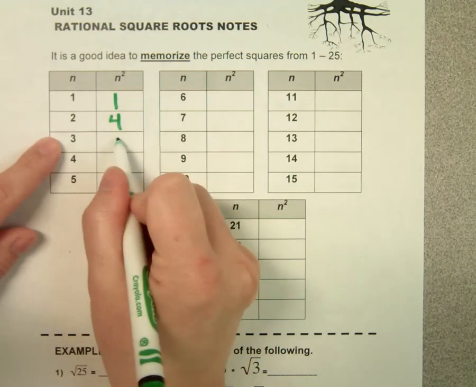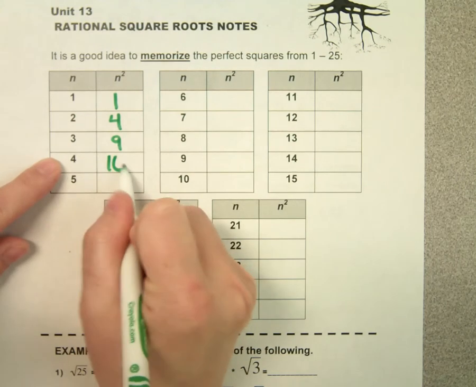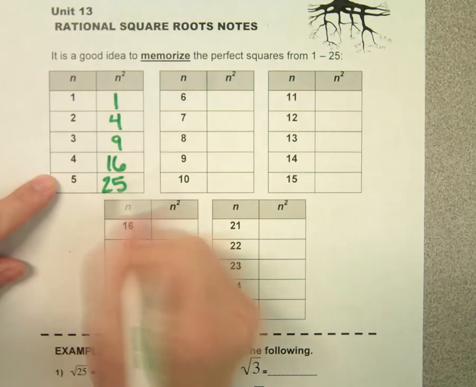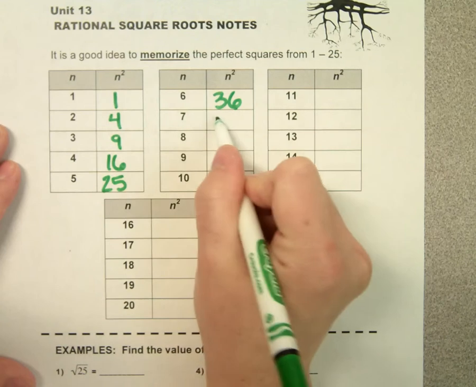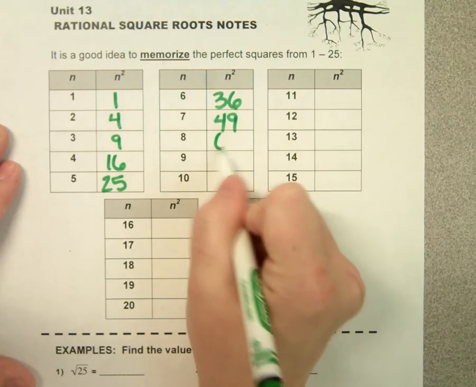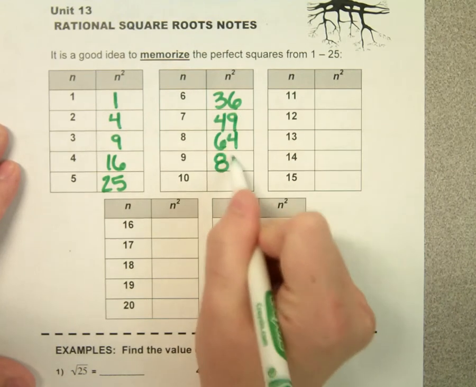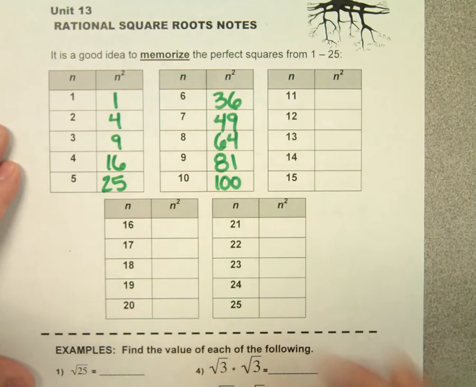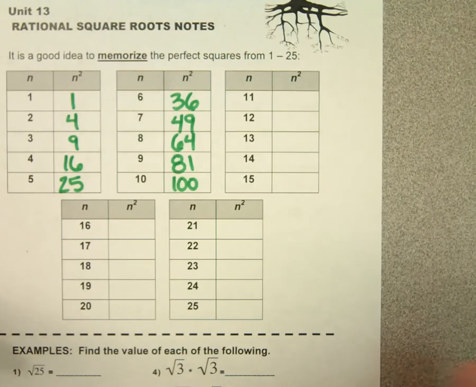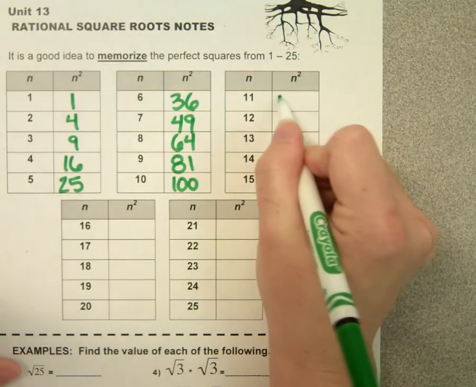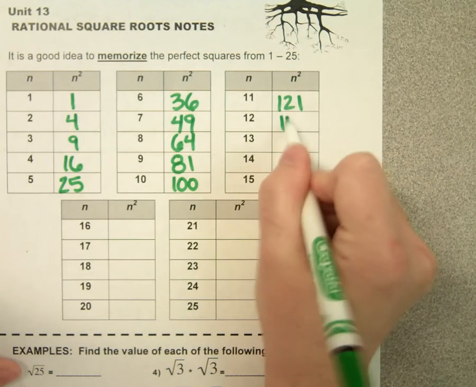Keep going. 3 squared? 4 squared? 5 squared? 6 squared? 7 squared? 8 squared? 9 squared? 10 squared? Oh, well, I just figured everybody knew this. Okay. 11 squared? 12 squared?